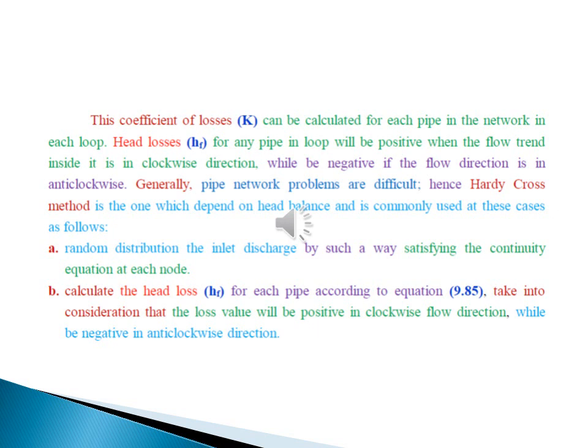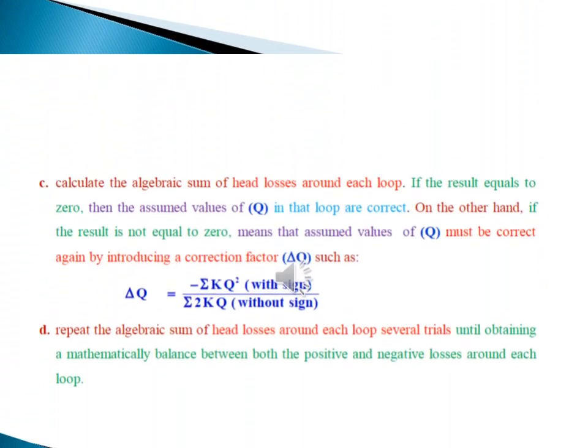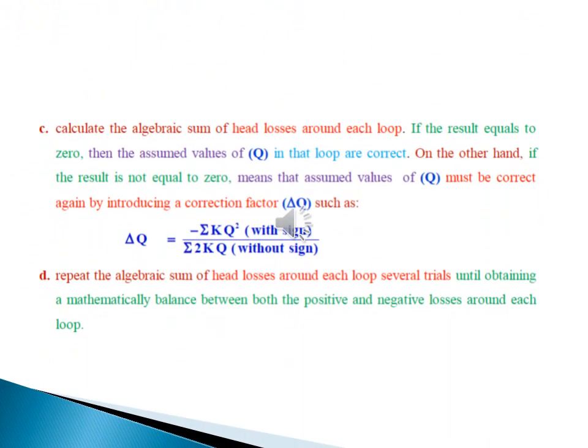Generally, pipe network problems are difficult. Hence, the Hardy Cross method, which depends on head balance, is commonly used in these cases. As shown in front of you, my dear, follow all the components by yourself. Look, my dear, the calculation of the correction vector delta Q is shown in front of you.